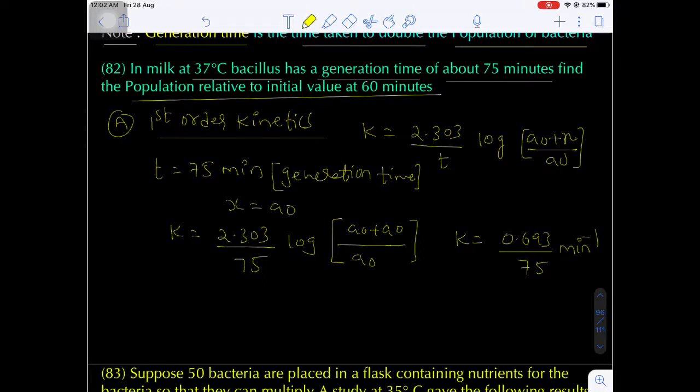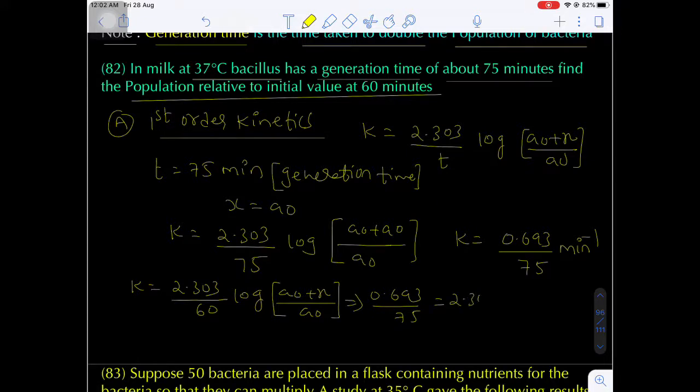So k is equal to 2.303 by, now the time interval given is 60 minutes, log of (A0 plus x), this is the final concentration of bacteria, divided by A0, that is the initial concentration of the bacteria. Now the k value we know is 0.693 by 75. So 0.693 by 75 equals 2.303 by 60 logarithm of (A0 plus x) by A0. Are you getting my point?